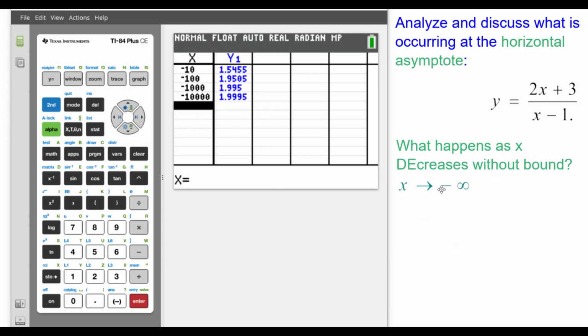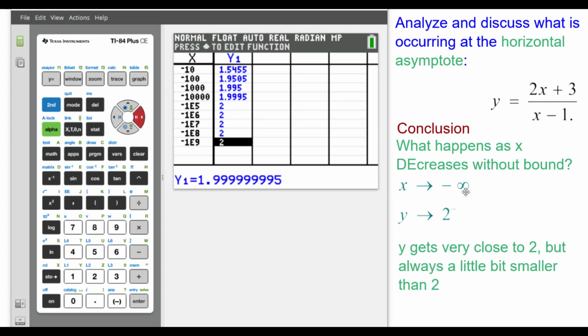Now we'll look at what happens as x decreases without bound, and I started that right here. And as you can see, the conclusion is, as x decreases without bound, y gets very, very close to 2, but a little bit smaller than 2.